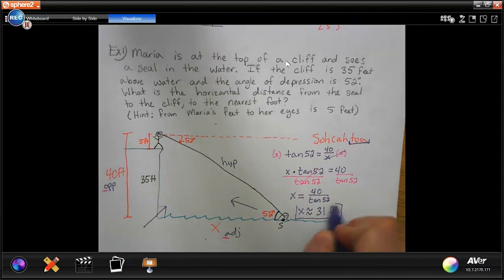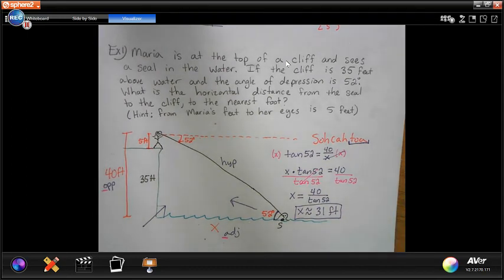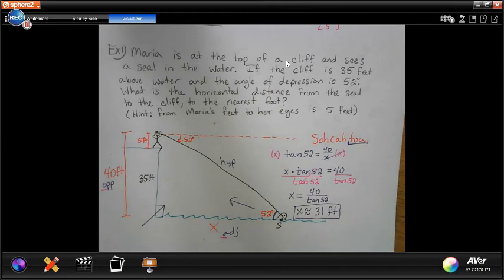So some of the problems that you have already have pictures, so you just label the pictures and solve it. Some of the problems you have to draw the picture. So I drew the situation as best as I could. Okay, so this is how you do trig word problems. Do the best that you can. It's a difficult topic, probably the most difficult of the week.